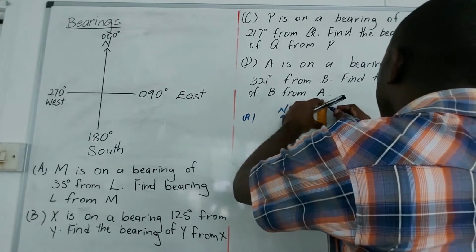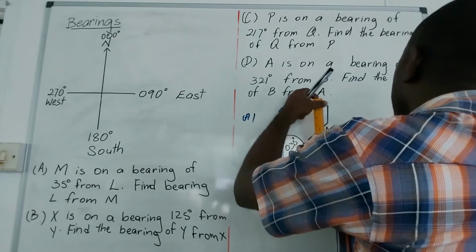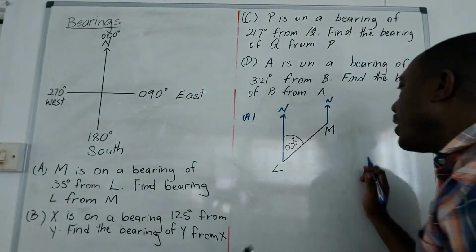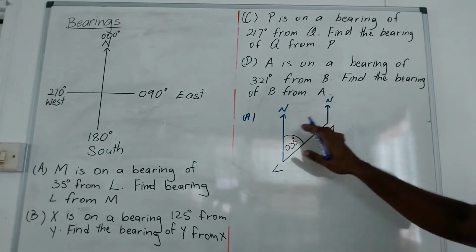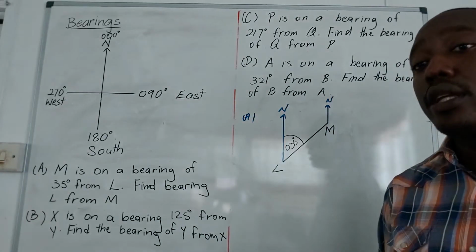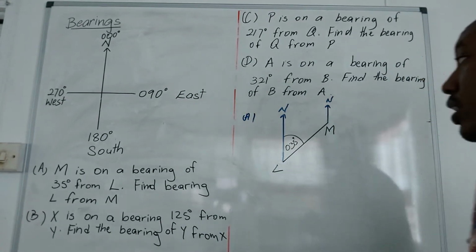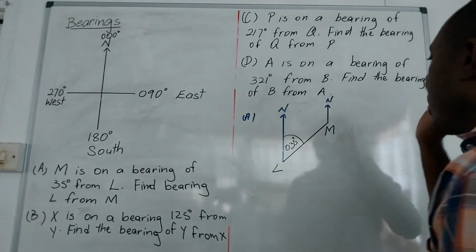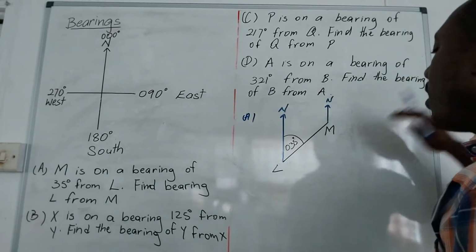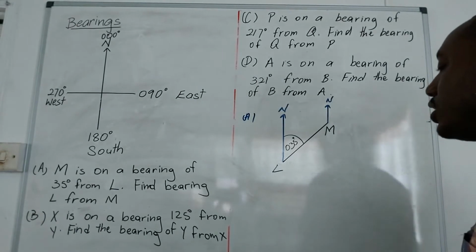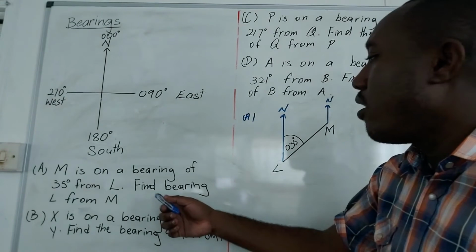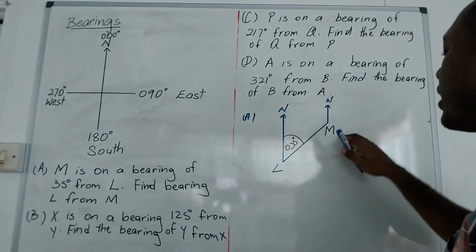So we draw another north line here, representing north. Note here that the north lines are parallel to each other, and that is a very important thing to know. That is a very important characteristic to know, that all the north lines will be parallel to each other. So what we want to find out is the bearing of L from the point M.